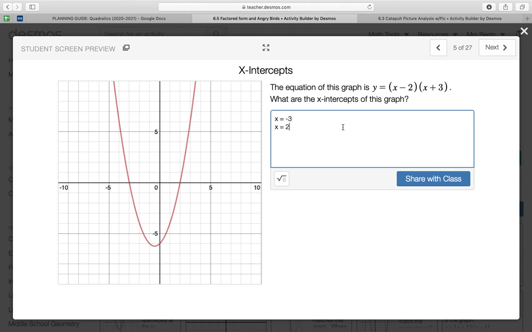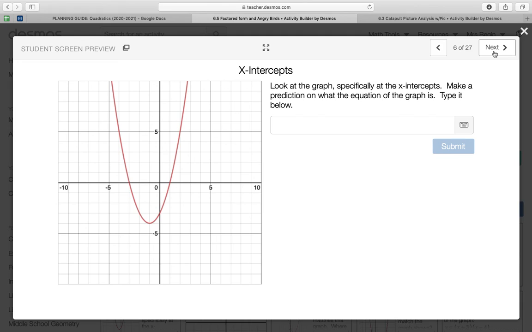By the third slide, hopefully you're starting to notice a pattern between the equation of the graph of this quadratic in factored form and the zeros, or the x-intercepts, they're also called zeros. All right, so look at this graph, specifically at the x-intercepts. Okay, so we've looked at 3 examples so far. Hopefully you've noticed a pattern.